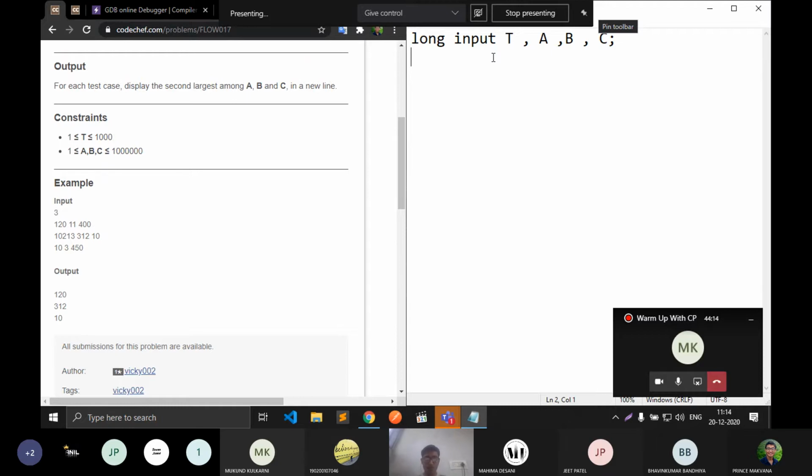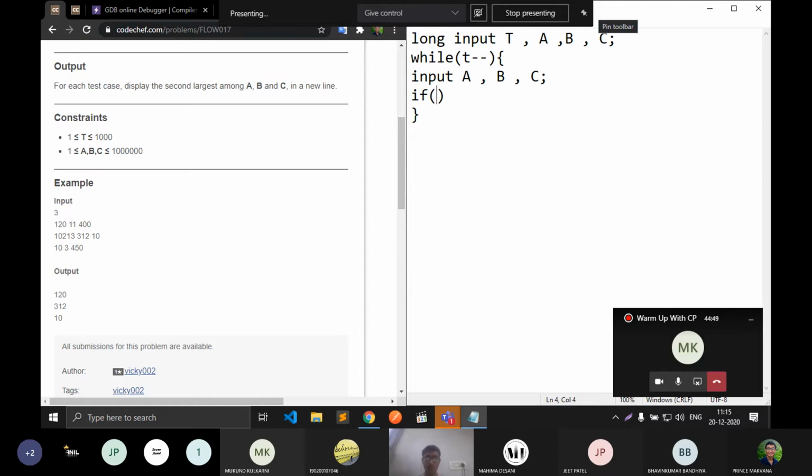Input is done. Now let's take a while loop. Okay, done, the while loop is there. We have to input all a, b, c, so cin a, b, c. Okay, done.